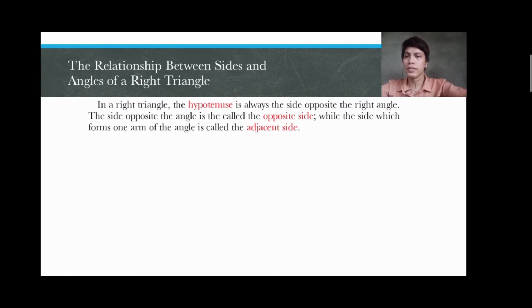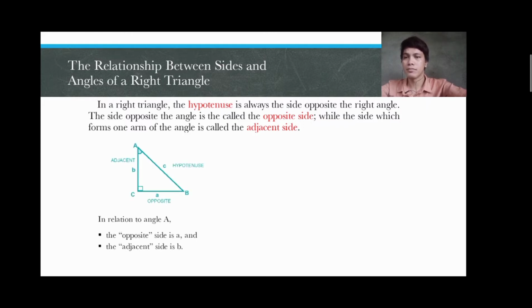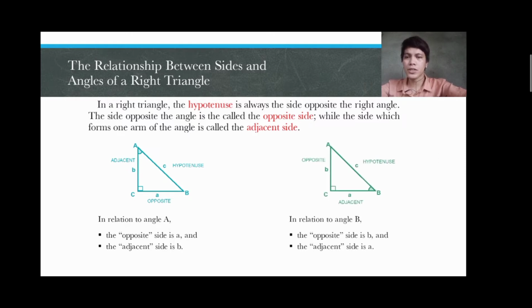In a right triangle, the hypotenuse is always the side opposite the right angle. The side opposite the angle is called the opposite side, while the side which forms one arm of the angle is called the adjacent side. In relation to angle A in the given diagram, the opposite side is side a and the adjacent side is side b.